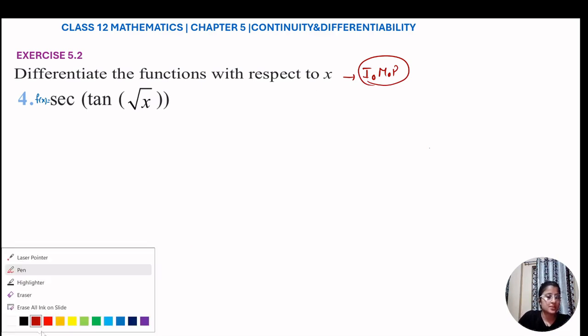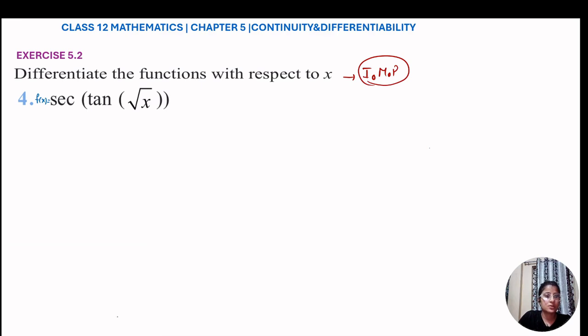In the previous video, in questions number 1, 2 and 3, you used the composition of only two functions. But now you can see here you have to use the composition of three functions. So what I have told you is to always take your outer function first, that is w of s. Take w of s as sec s.